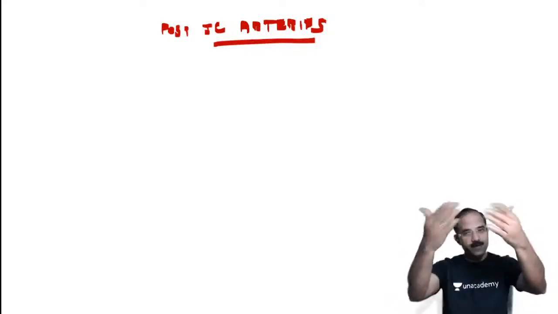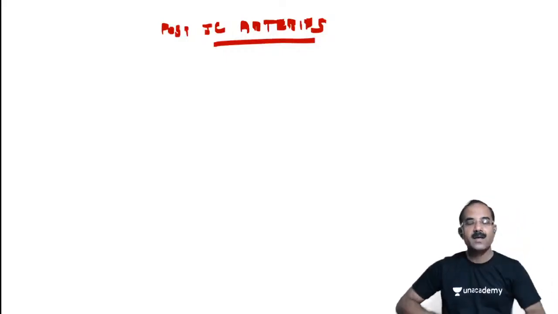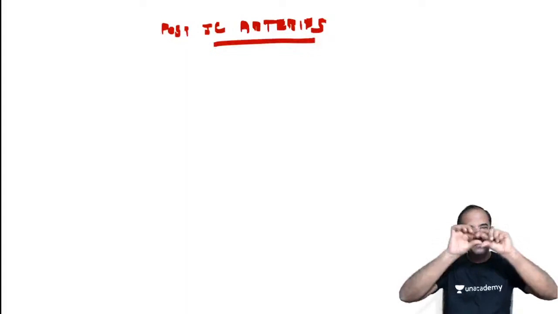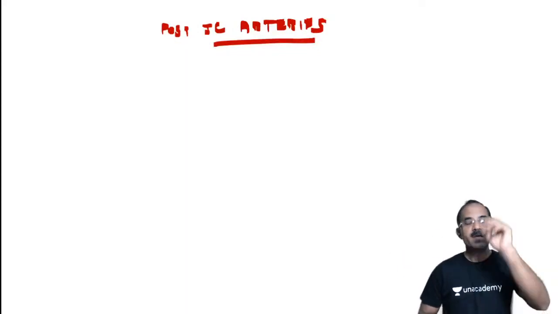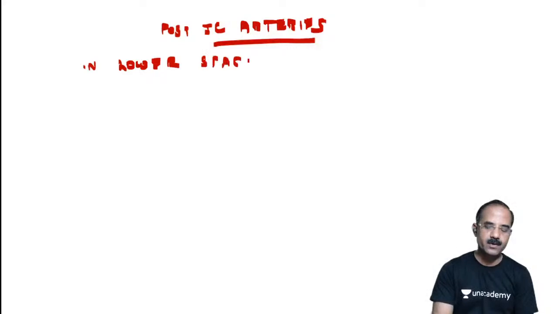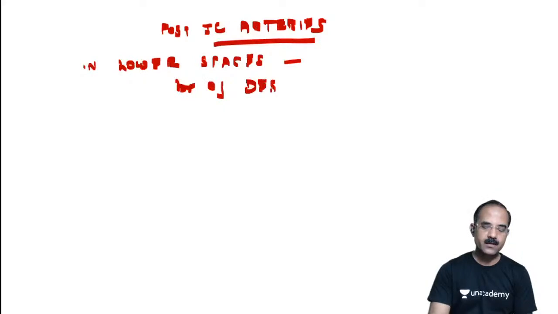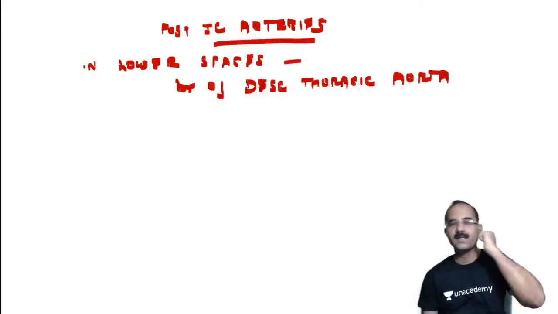So the arteries in front are known as the anterior intercostal arteries, and the arteries behind are known as the posterior intercostal arteries. The posterior intercostal arteries in the lower spaces are branches of what? The descending thoracic aorta. So posterior intercostal arteries in the lower spaces are branches of the descending thoracic aorta.